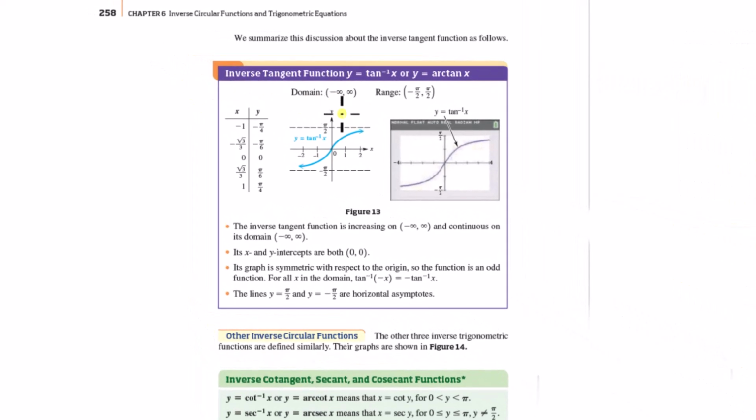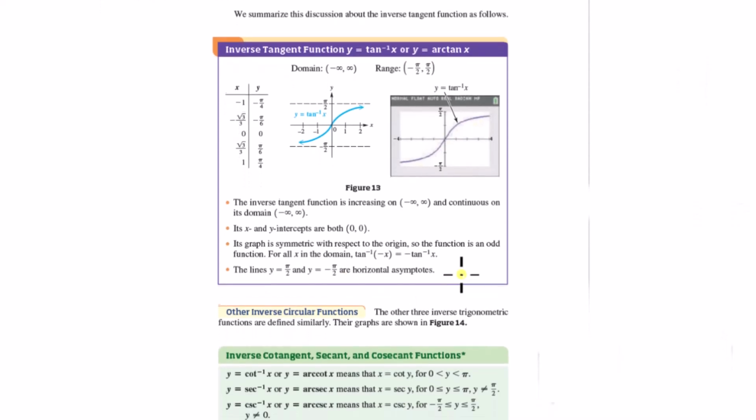Inverse tangent: domain minus infinity to infinity, range minus pi over 2 to pi over 2. The function is continuous everywhere, and it's always increasing, just like inverse sine. Just like inverse sine, it has one x and one y intercept at the origin, and it has a symmetry. It's an odd function. So inverse tangent of minus x is equal to minus inverse tangent of x. And it also has two horizontal asymptotes.